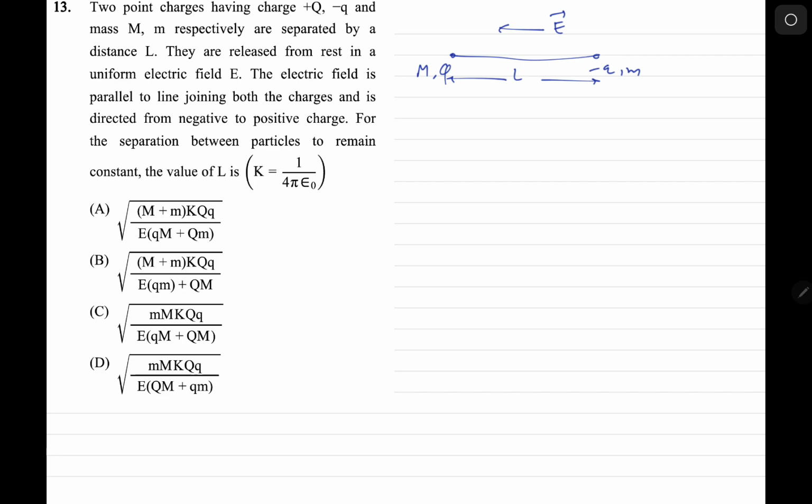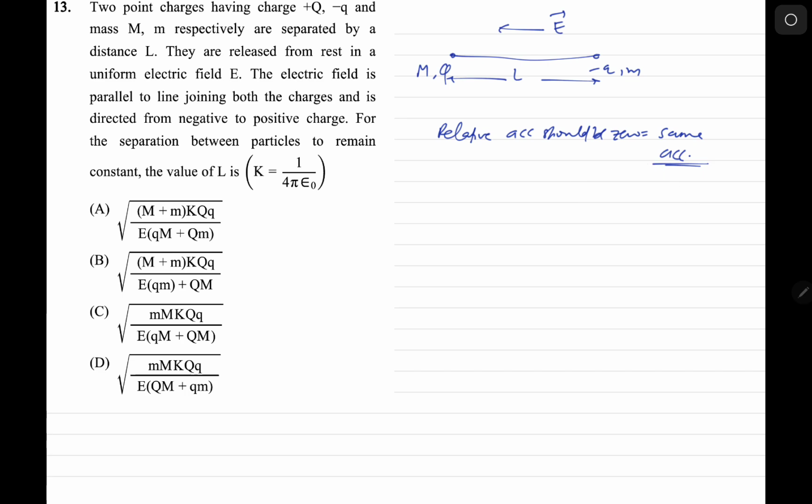So separation remains constant means the distance between them should not change. That is possible only when their relative velocity is 0, or like if they are at rest, so the relative acceleration is 0. To make the relative acceleration 0, that means both have the same acceleration. So both should be moving with the same acceleration, then only the separation between them will remain constant. It is similar to when a block is connected with another block, and this block is moving with A acceleration, so this will also move with A acceleration.